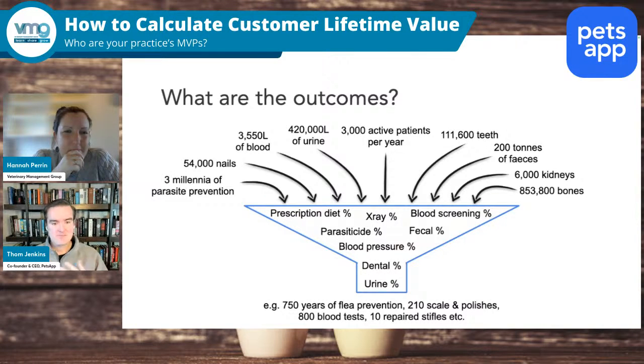And so based on these probabilities, you might have 3 millennia of parasite prevention opportunities, but you might actually do 750 years of flea prevention, let's say, or 210 scale and polishes, 800 blood tests, 10 repair cycles, that sort of thing.